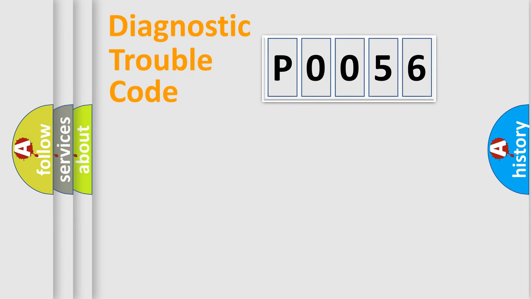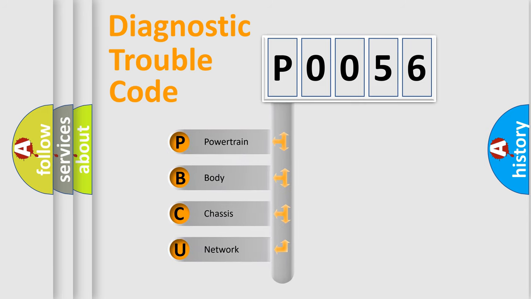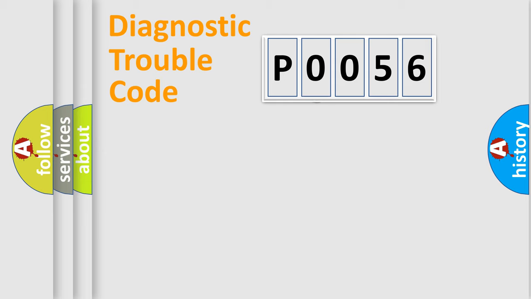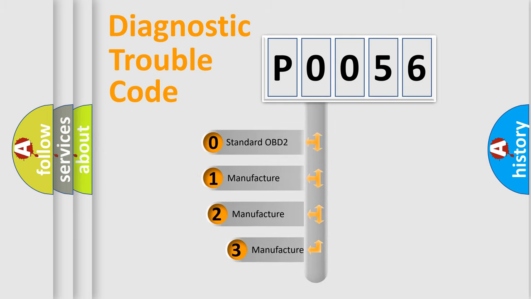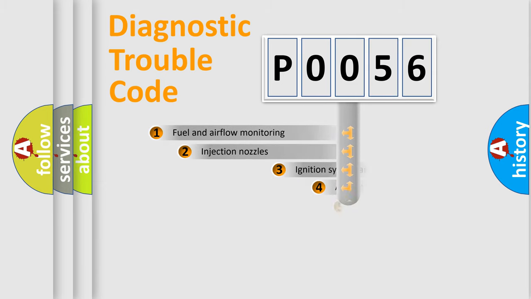Let's do this. First, let's look at the history of diagnostic fault code composition according to the OBD2 protocol, which is unified for all automakers since 2000. We divide the electric system of an automobile into four basic units: powertrain, body, chassis, and network. This distribution is defined in the first character of the code. If the second character is zero, it is a standardized error. In the case of the numbers 1, 2, 3, it is a manufacturer-specific error.